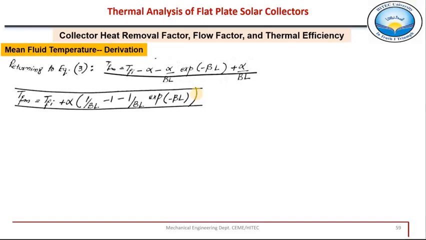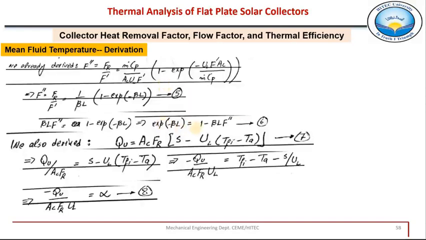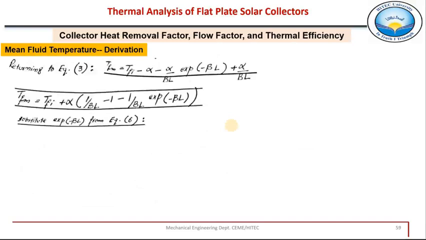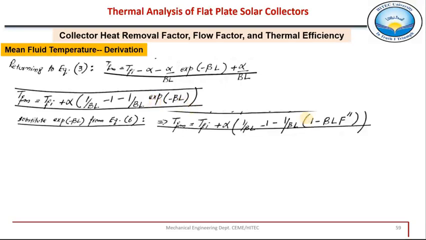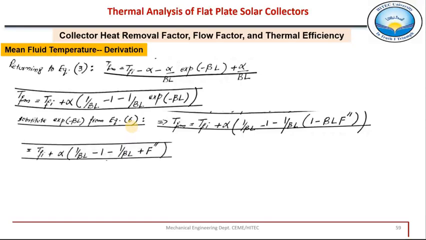Right. So now substitute this exponent of minus BL from equation 6. This was equation 6. Exponent of minus BL is equal to 1 minus BL F double dash. So in this equation, we shall replace this term with 1 minus BL F double dash. Right. This we have already derived separately from equation 6. Right. Let's go further and simplify.